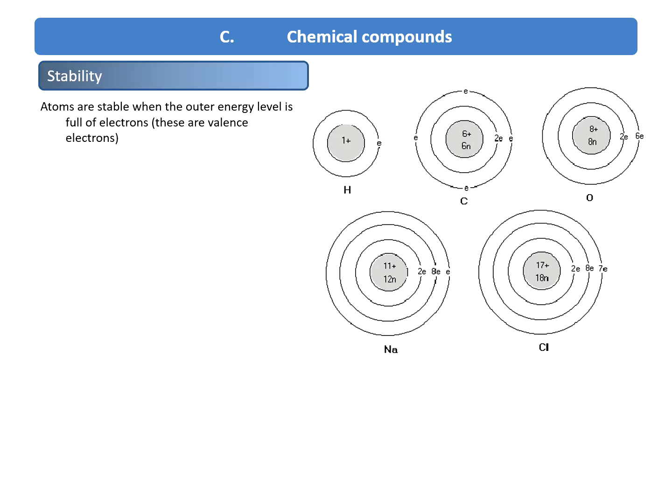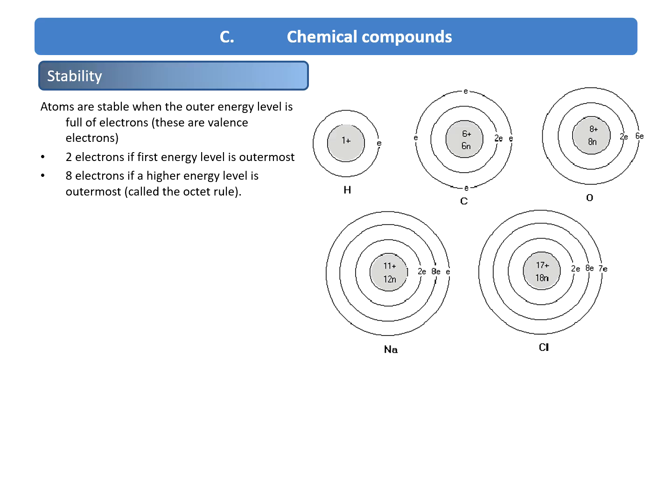Atoms are stable when the outer energy level is full of electrons. These are the valence electrons. This means 2 electrons in the first energy level, if it's a small atom, because that one is the outermost, 8 electrons in any higher energy level. This is called the octet rule. Note, carbon in this diagram has 4 outer electrons. I just listed them separately instead of together.